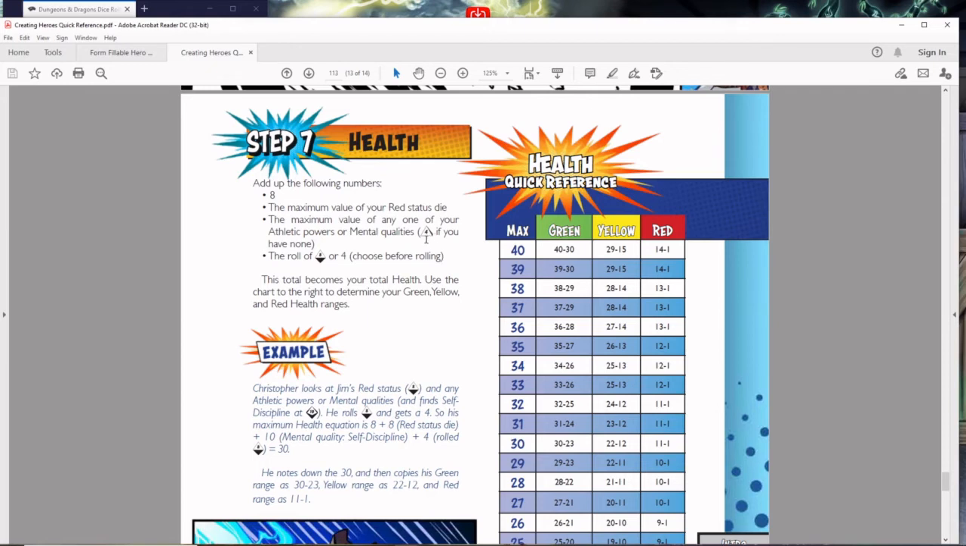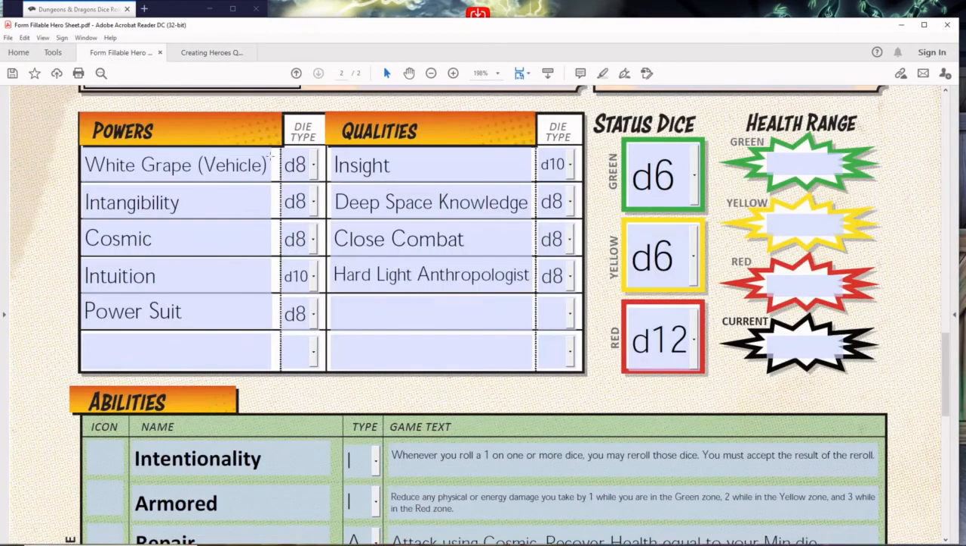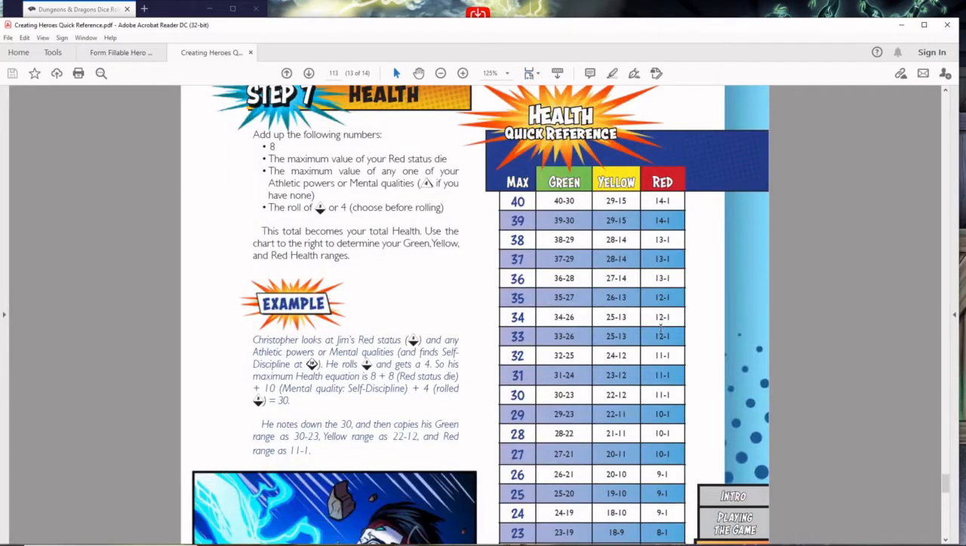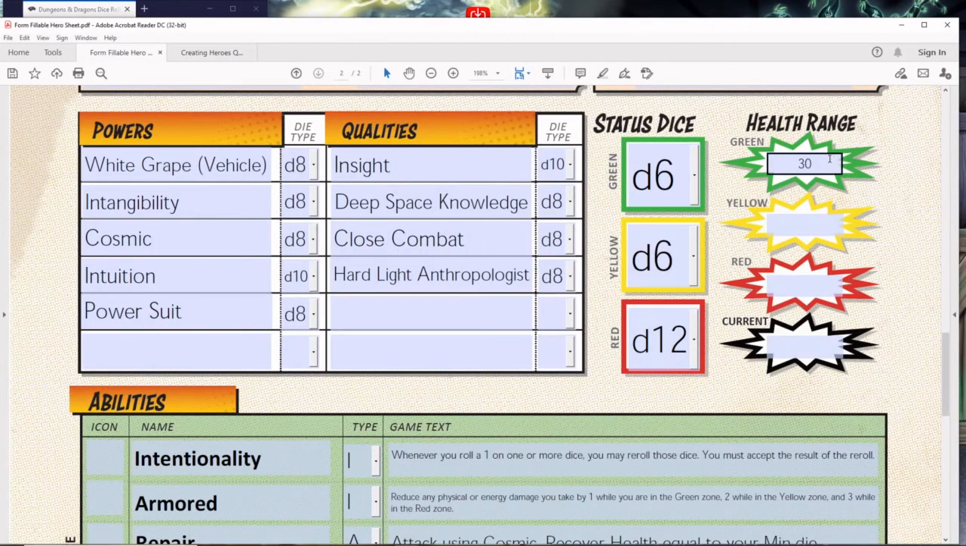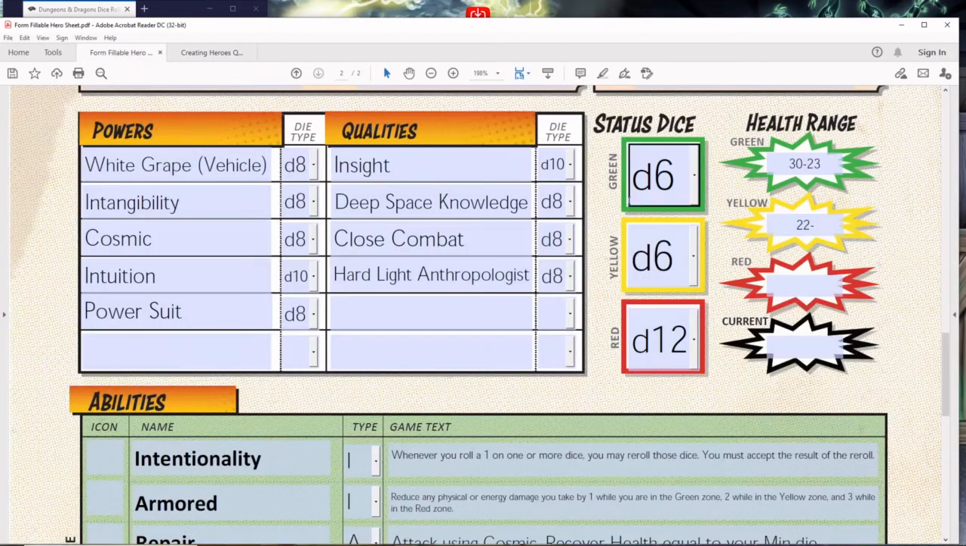It would have been D4 if we had none. And then it's either a roll of a D8 or just 4. But I'm going to go ahead and just roll a D8 because I've done that before on these videos. And we get 2. Wah, wah. So it is 8 plus 12 plus 8 plus 2. And so we have 30. 30 to 23 is green. 22 to 12, and 11 to 1, and the current would be 30. Okay.